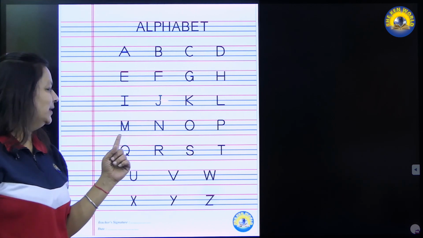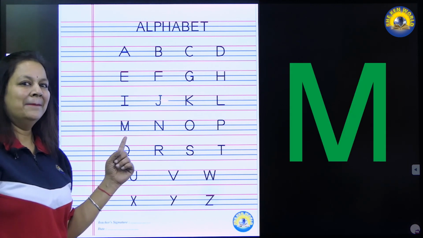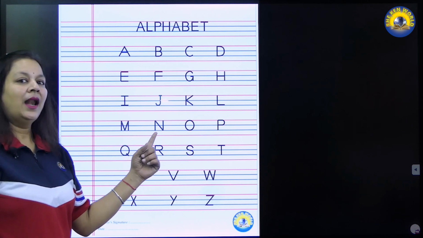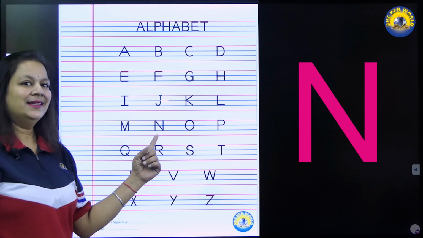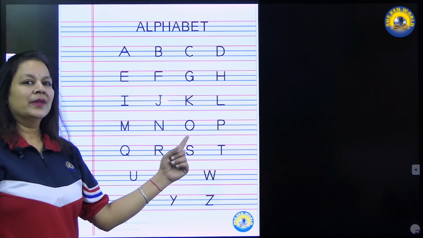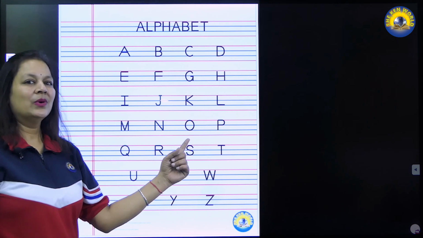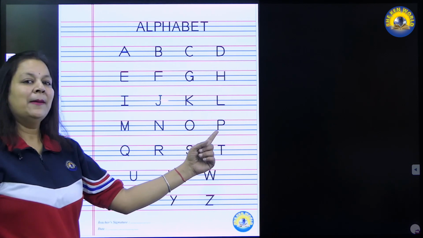Let's move further. The next letter is M. M says M. M says M. N says N. N says N. After N, it's O. O says O. The next letter is P.